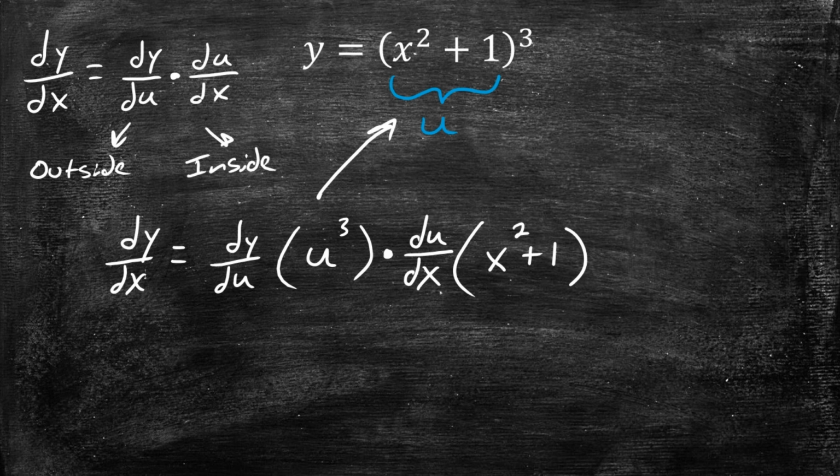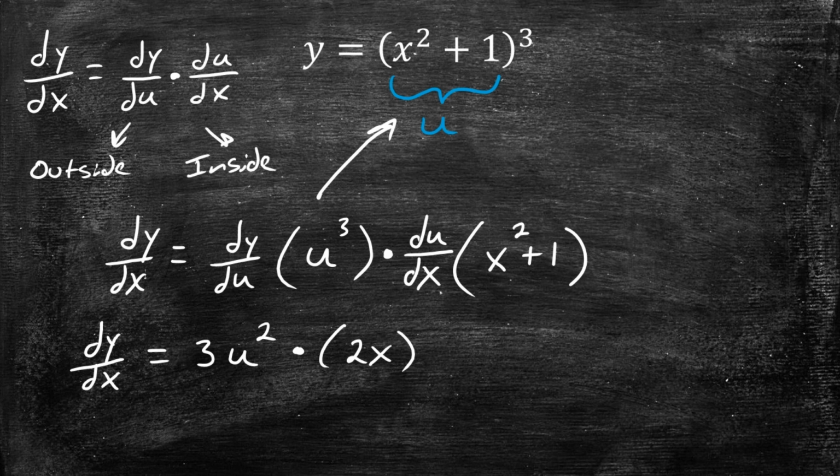All right. So let's go ahead and continue this. So dy over dx is equal to the derivative of u to the third power, which is 3u squared, and we're going to multiply that by the derivative of x squared plus 1, which is 2x.